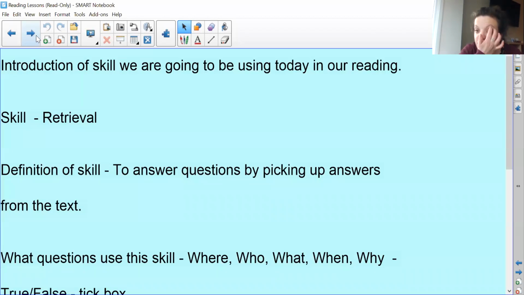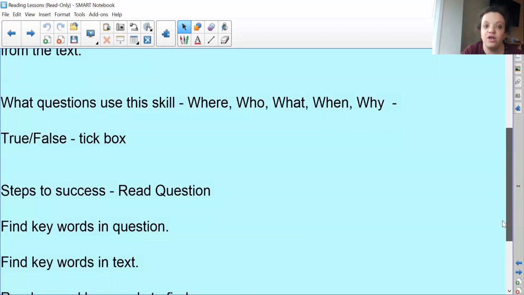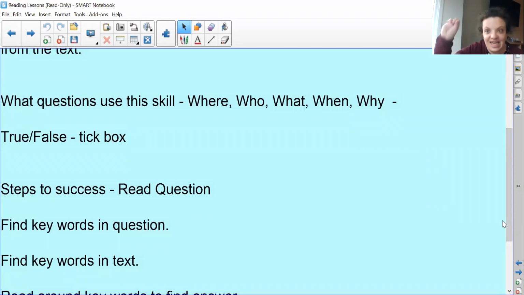Today we're going to be carrying on with doing retrieval as our skill that we're learning in reading. We're going to answer questions by picking up the answers from the text. Just like a golden retriever, like Stevie, we're running in, we're finding the answers and we're taking them out. We're retrieving them, we're picking them up and they're there for our taking. We're going to be using where, who, what, when and why questions. And we're also going to be looking at true or false and ticking the right answer as well today.